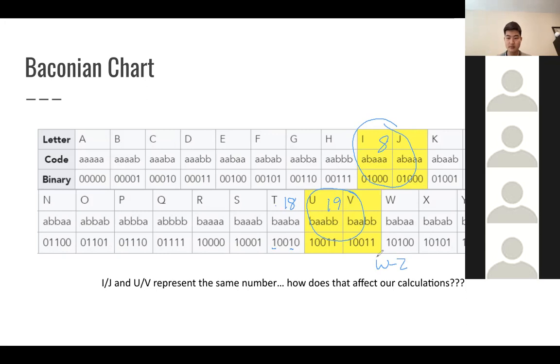So actually, why is it merged? Good question. There's no real reason. They just wanted to make our lives hard. So W is usually 22, right? In affine and Vigenère, in most math ciphers, it's 22. But here it's 20, because we had this one merger and we had another merger, so we essentially had to shift it to the left 2 times. It's just I and J and U and V.